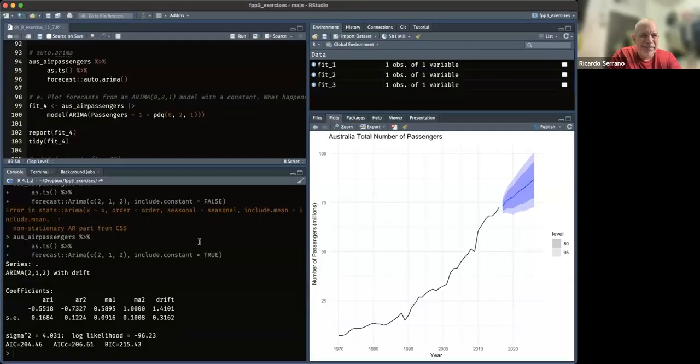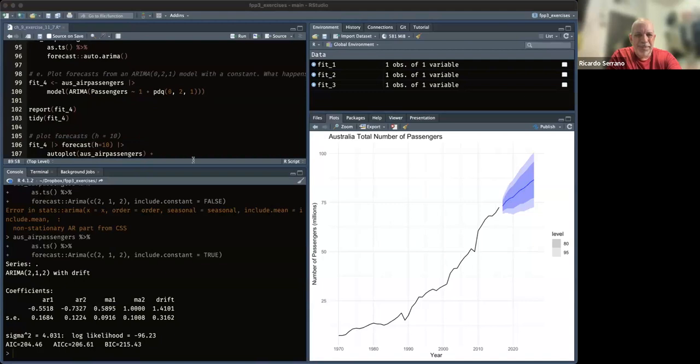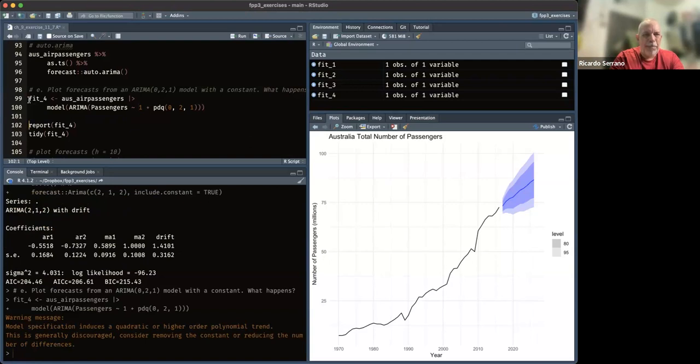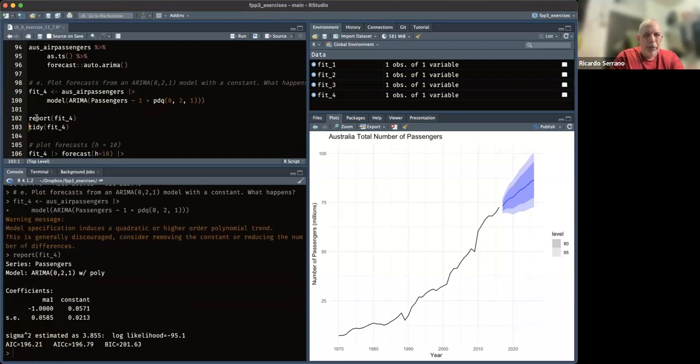Okay, let me go back here. All right, so the last question was to plot the forecast for an ARIMA 0-1 model with a constant. Here it is easy. You get the ARIMA, you get the PDQ 0-1, and then you add the 1 plus to activate the constant. That is the same as include constant in the other function. So we run this, and then we do the report.